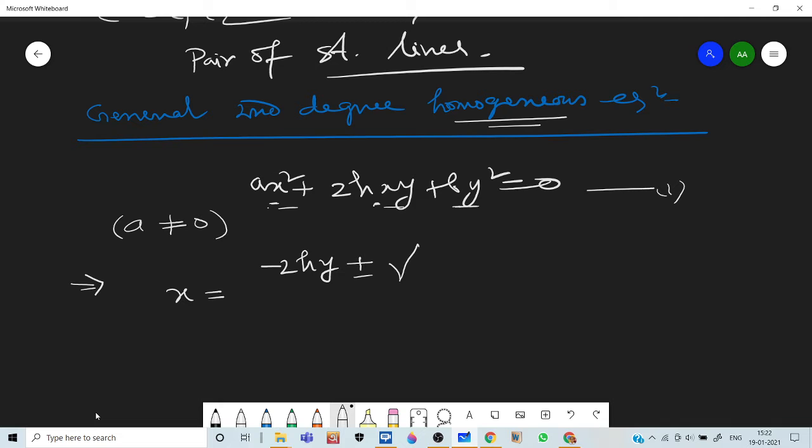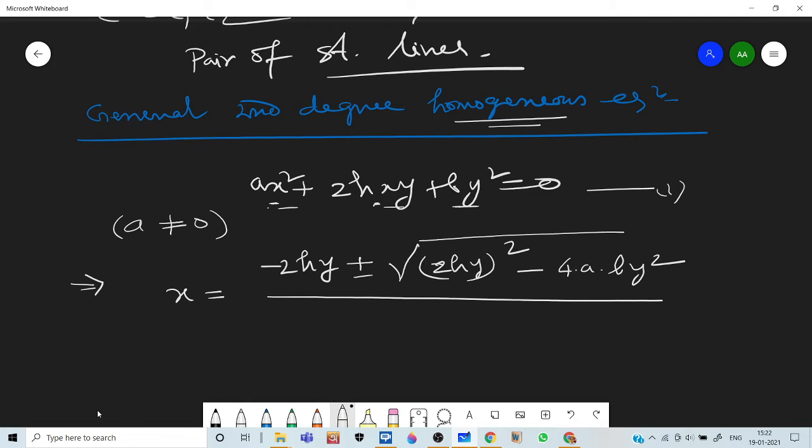Here b is 2hy, so we get minus 2hy plus or minus the root of 2hy whole square minus 4 into a into b, where b means by square, divided by 2a. Applying the quadratic formula to this quadratic equation in x, we get the two values of x in terms of y.